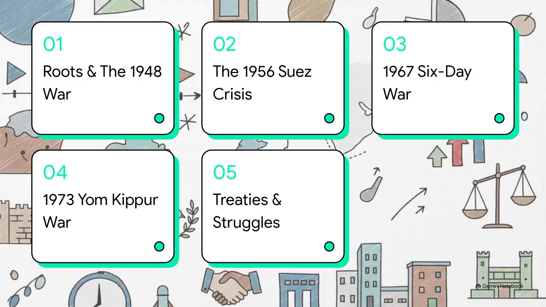Here is our roadmap for making sense of it all. We'll be going through roots and the 1948 war, the 1956 Suez Crisis, the 1967 Six-Day War, the 1973 Yom Kippur War, and finally, treaties and ongoing struggles. Let's get right into it.